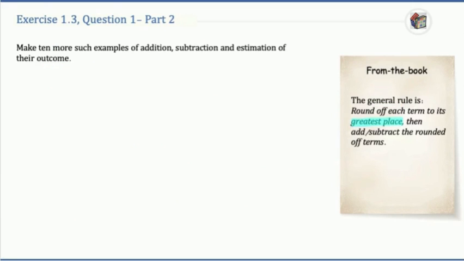It's now time for part 2. So they're saying make 10 more such examples. You have to make more examples of addition and subtraction, and then you have to do their estimation. So instead of giving you parts like they gave you A, B, C, D with numbers that you just had to estimate, this time you first have to write down your questions on your own. So 10 such examples. Let's do this. Let's do 5 for addition and 5 for subtraction.